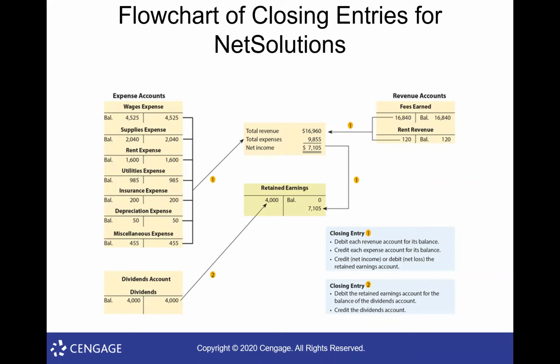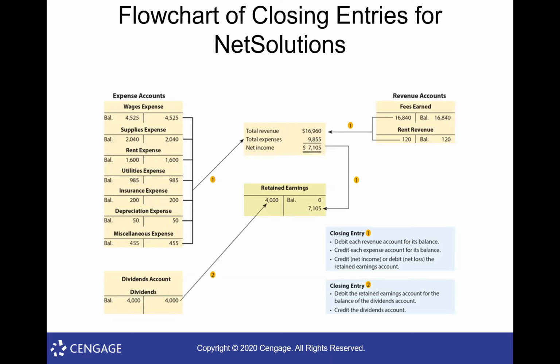So let me ask you this. Where have we just seen these numbers? Remember? On the income statement. So this represents our total expenses. This represents our total revenues. So this represents our net income. Okay? We would expect that. Now, what happens to net income? What account does it affect? Right. So to close income summary, it has a credit balance of 7105. We'll debit income summary 7105. We'll credit retained earnings 7105.